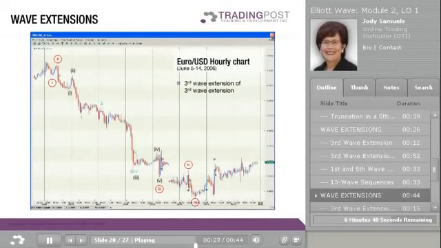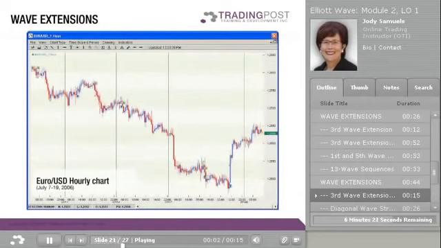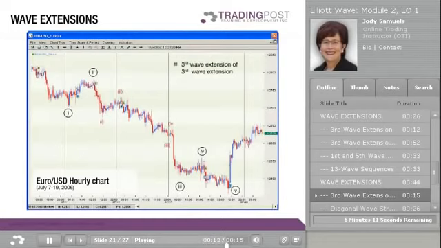While one is trading this sequence, it is often difficult to recognize the end of a 5-wave sequence, especially if we are in extension mode. We will learn ways to recognize the end of a trend further on in this course. In this Euro-USD hourly chart from July 7, 2006 to July 19, 2006, you can see the third wave extension of the third wave extension.